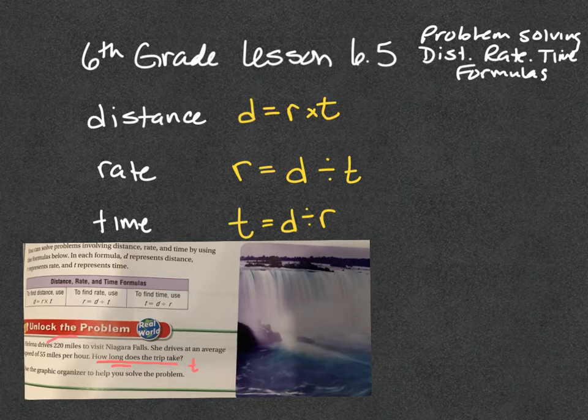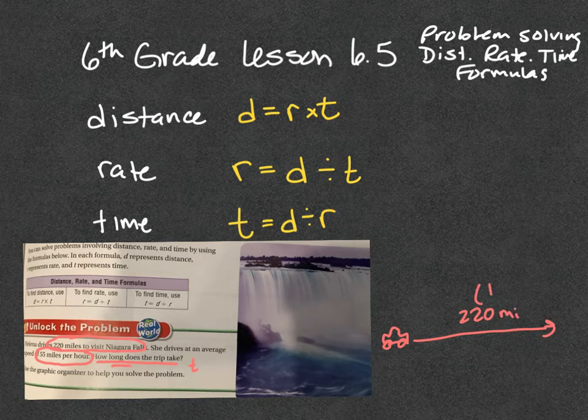She drives 220 miles to visit Niagara Falls, and she drives at a speed of 55 miles per hour. If we need to draw the pictures, here's her car. Cool car. She drives 220 miles, that's the distance to Niagara Falls. Let's do the falls. Almost as nice as their picture there. She's driving 55 miles for every 1 hour that she travels, and we don't know how long it takes. I'm going to put that picture as a clock. How long does that take?